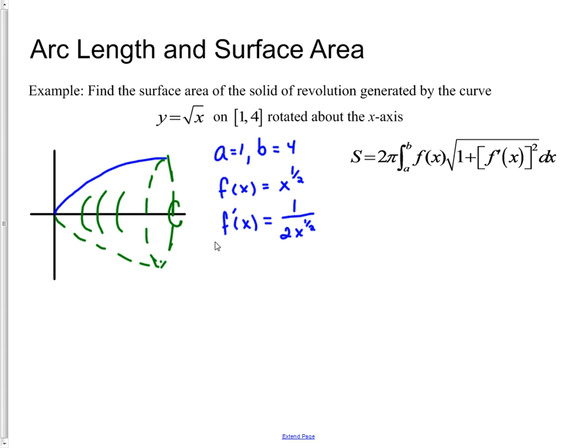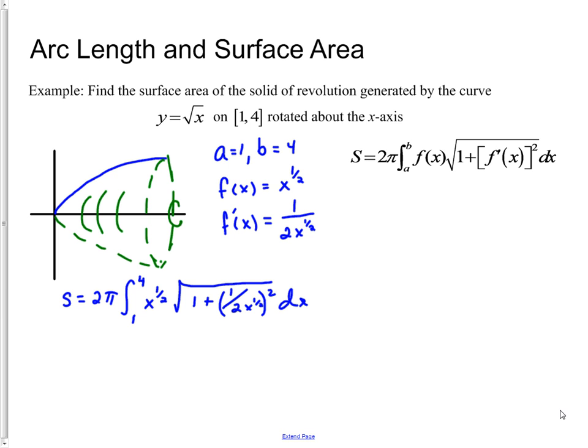So we're going to rewrite our surface area formula this way. We're going to take the value 2 pi times the integral from 1 to 4 of the square root of x times the square root of 1 plus 1 over 2 square root of x dx. All right, well, here's another problem that cries out for a bit of simplification. So let's go ahead and do that. Oops, before I forget, we still have to square this guy, right?